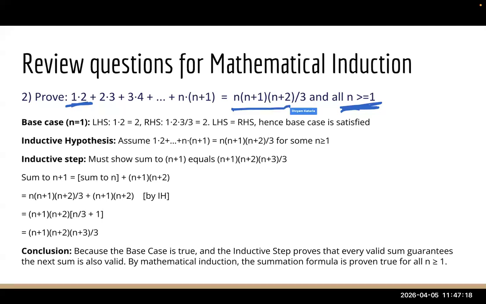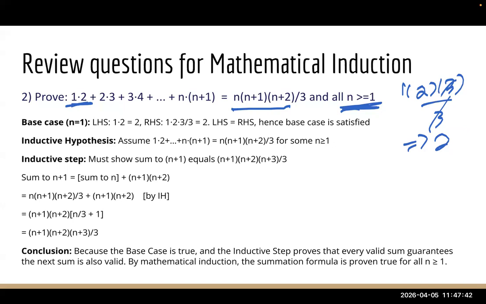Now, over here, we'll have 1 multiplied by 2 multiplied by 3 divided by 3, which is also 2. So our LHS and RHS have the same values and our base case is satisfied. Now, inductive hypothesis. So let's assume that this is true for some arbitrary integer n greater than or equal to 1.